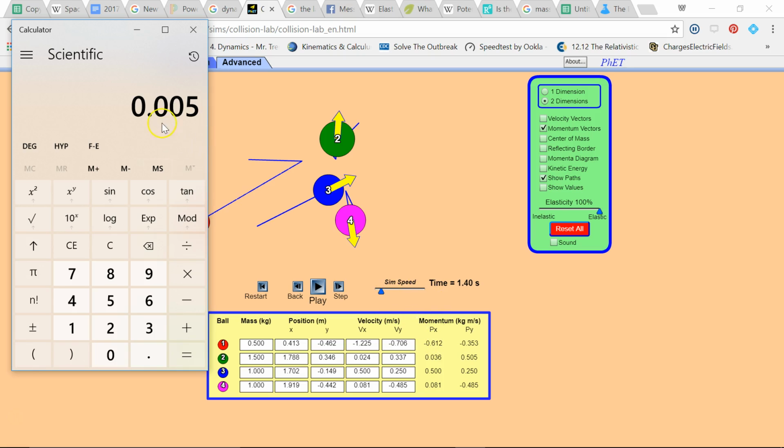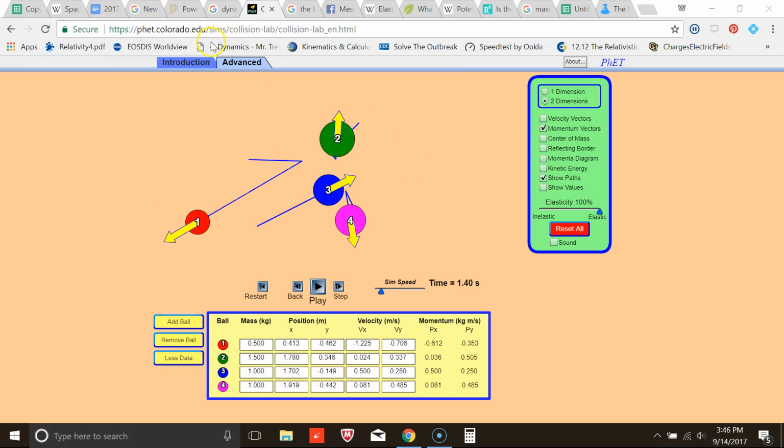Our original in x was 0.005. It's divided up very differently amongst the particles, but our momentum in x is conserved. Let's check our momentum in y. So that's minus 0.353 plus 0.505 plus 0.250 minus 0.485. Voila! It is also conserved, negative 0.083. Great. Okay, so that is conservation of momentum.